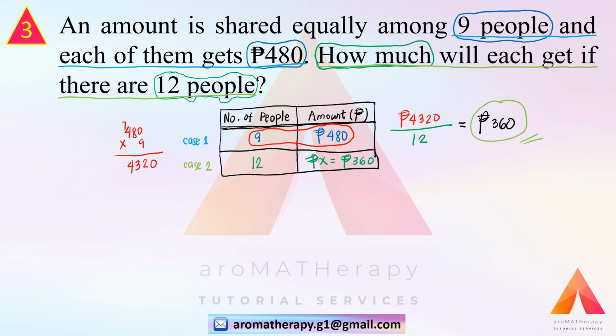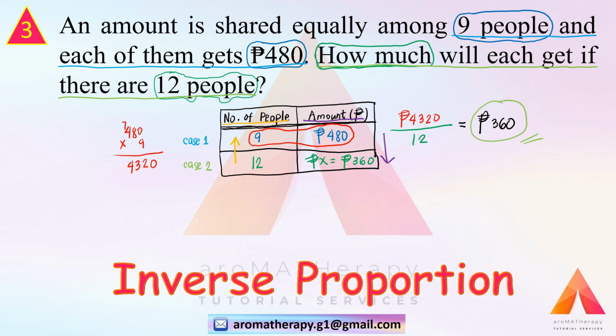Okay, let's examine the table. We have the first quantity, number of people. The second quantity is the amount associated in peso. As the number of people increases, the amount shared decreases. This is the inverse relationship. Let's have an example in real life. For example, you have a fixed budget and the number of people you give to keeps growing.